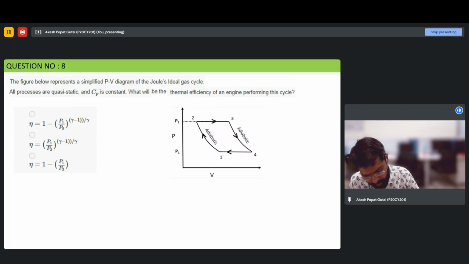So what we can see here, the process 2 to 3, P2 pressure is constant. It's an isobaric process and the volume is increasing. And 3 to 4 is adiabatic expansion. 4 to 1 is again isobaric compression and 1 to 2 is adiabatic compression. So the heat is getting inside the system from one channel, which is process 2 to 3, the isobaric process, and from process 4 to 1, the compression process, the heat is getting out.